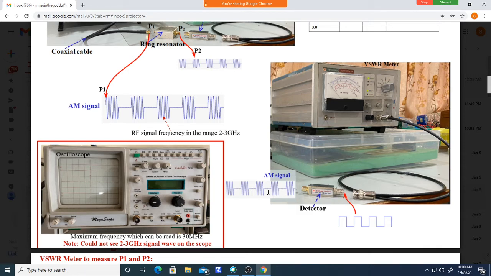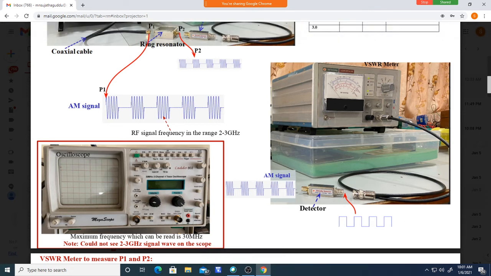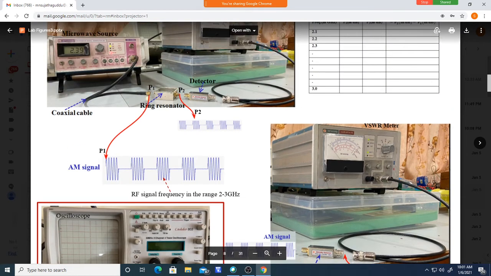If you apply an AM modulated signal, with a high frequency 2 to 3 gigahertz carrier, then after passing through this we will get a square wave like this. If a carrier is there, we will get a square wave out of this detector. Usually we take from the source a square wave of whatever frequency you set here, and that carrier comes out like this.